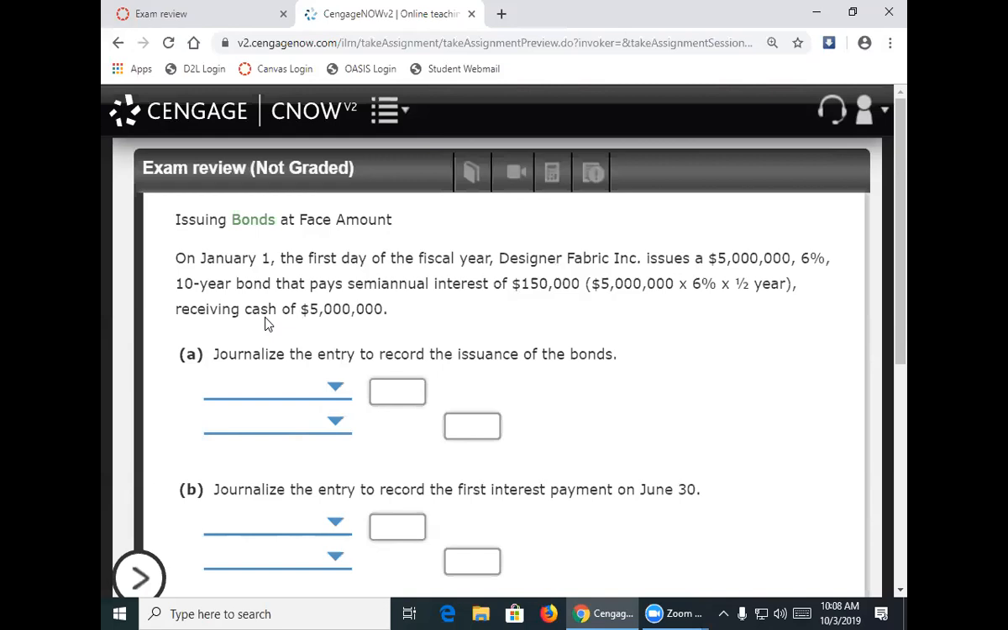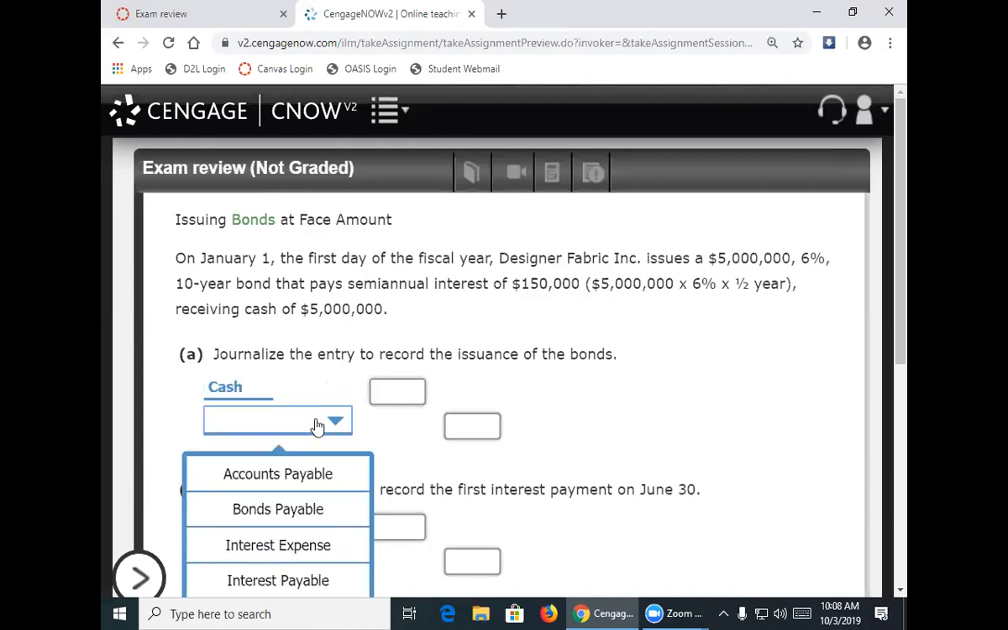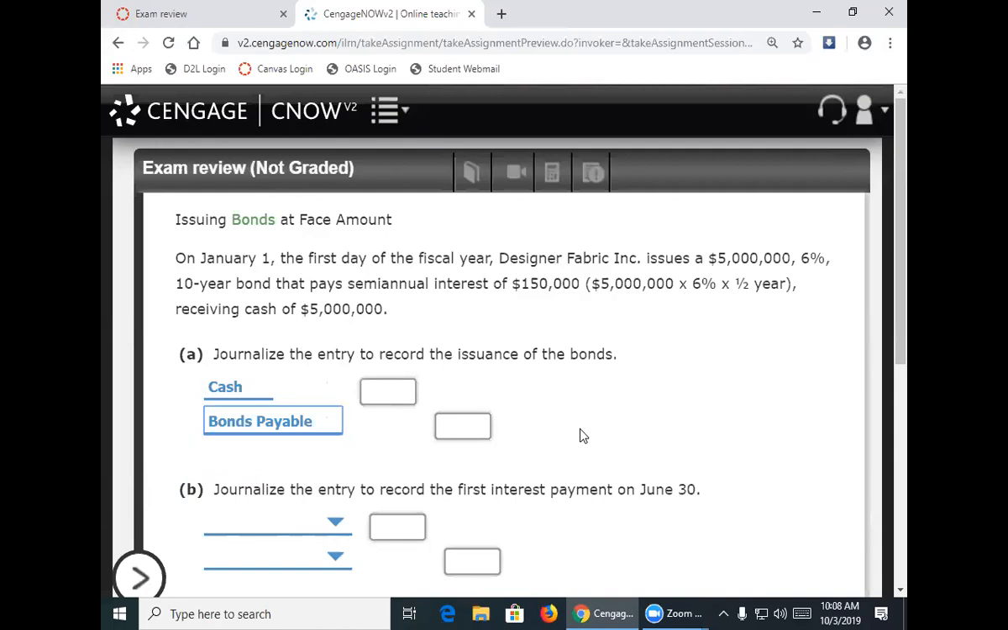So we received cash of 5 million. Again, really try to take the guesswork out of this as much as we can. So when we issue the bond, what do we debit and credit? Very good. Cash and bonds payable. Cash gets debited and bonds payable gets credited. For how much? How much cash did we receive? $5 million. So bond issued at face amount, we just debit cash and credit bonds payable for the $5 million.